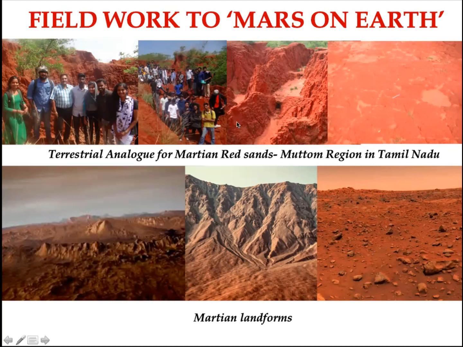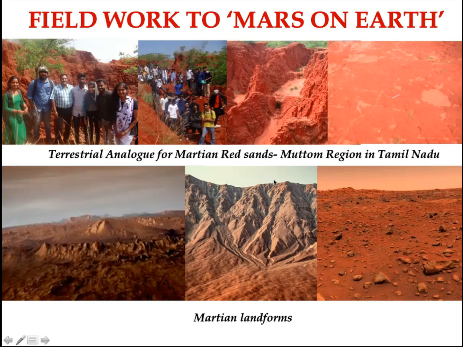In this particular region we have a lot of red sand beds and also some morphological features like gullies. We used to take students to this and other field areas also. We teach them in the field itself what the similarities are. Here you can notice that this is a gully feature, a Martian landform on Mars. We can have a similar type of feature in this particular region.